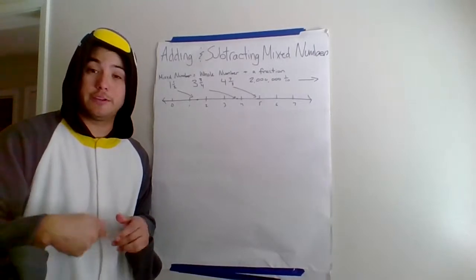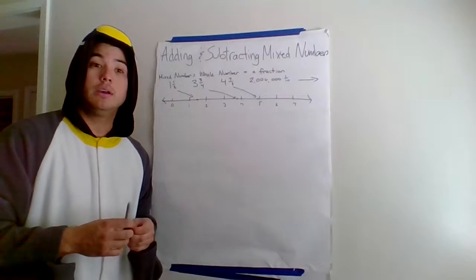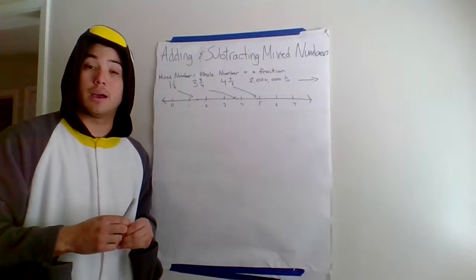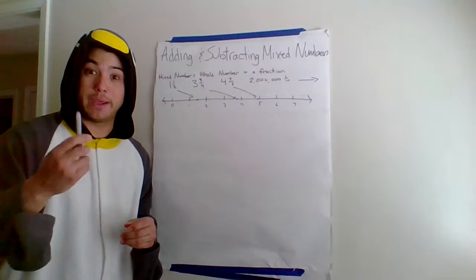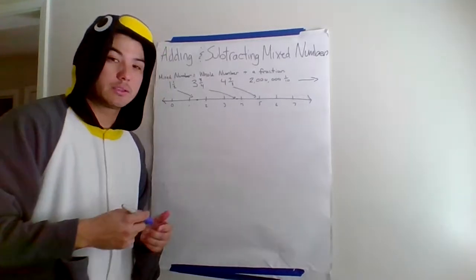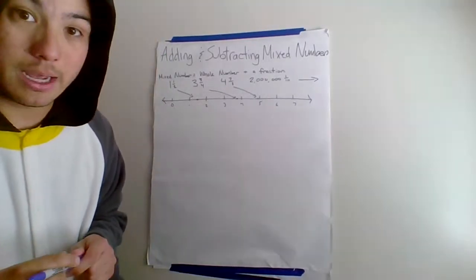Okay. Next year in 5th grade, we'll start to talk about what we do when our denominators aren't the same. We've got to make them the same. So there's an extra step. So just for today, same denominators.